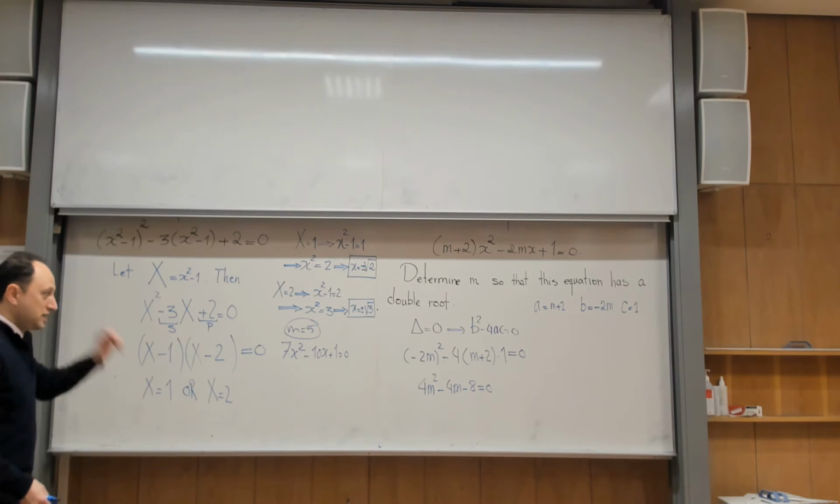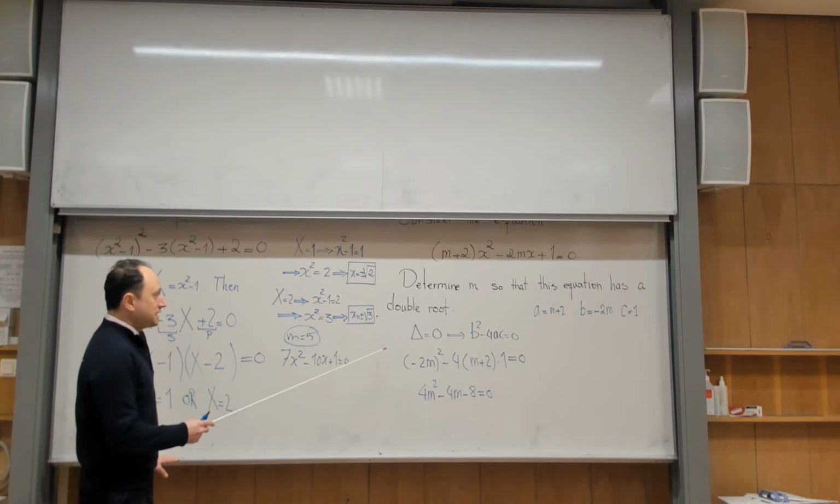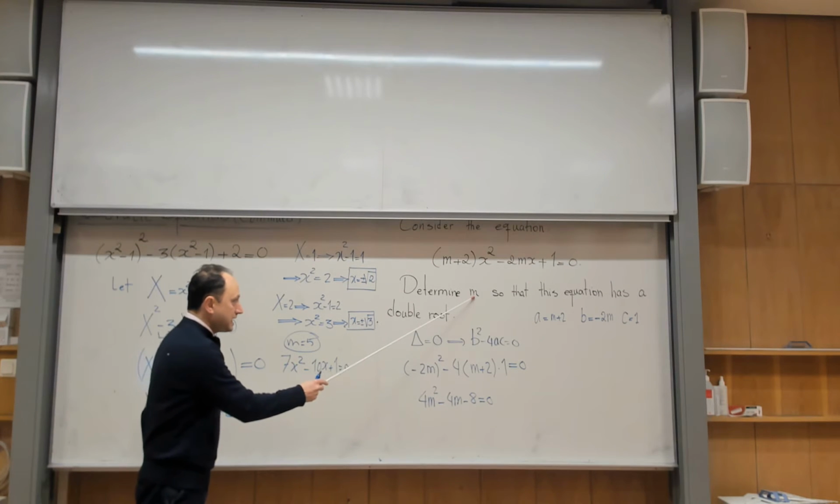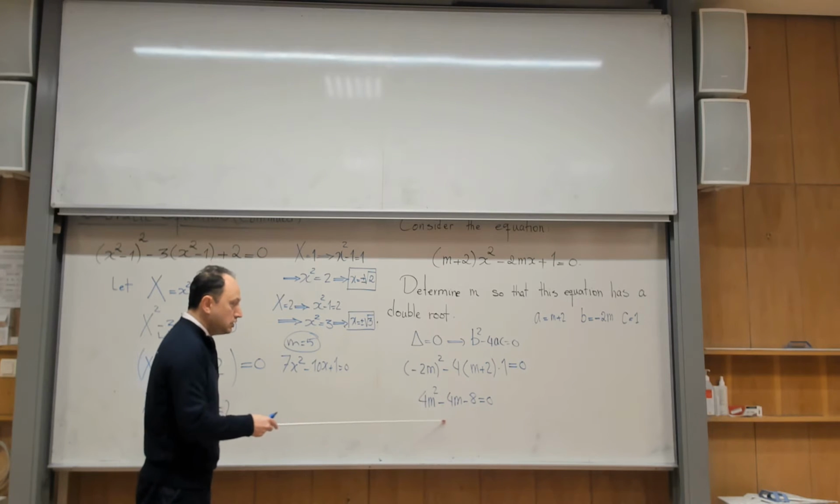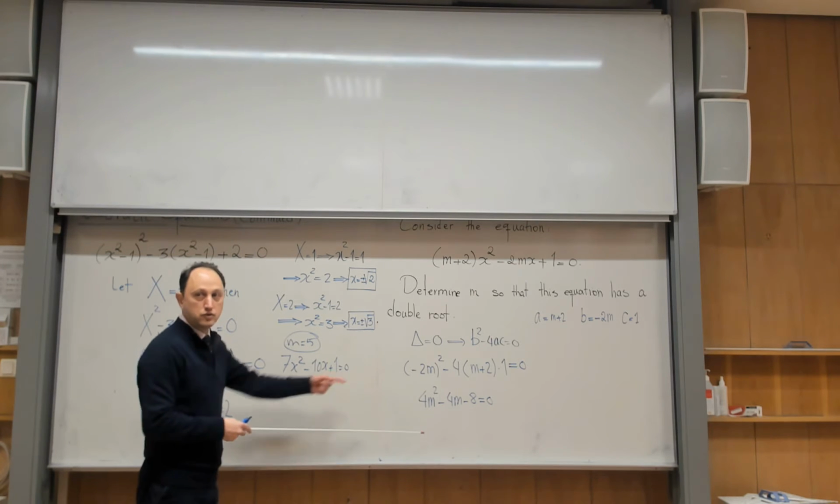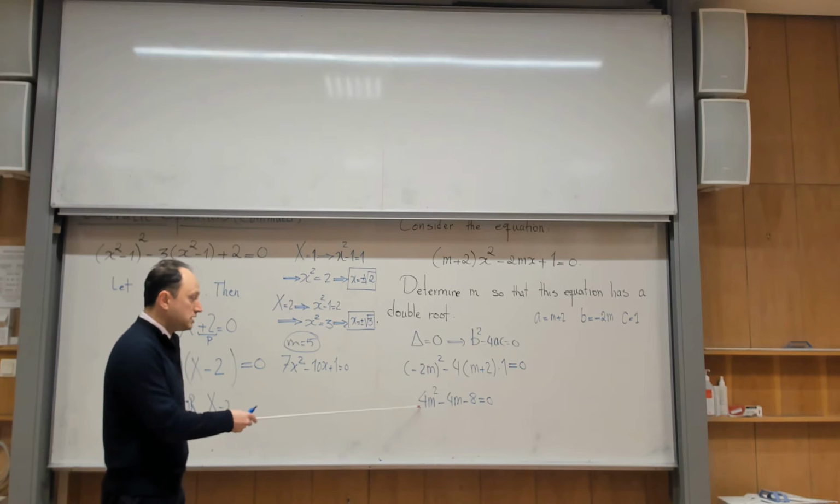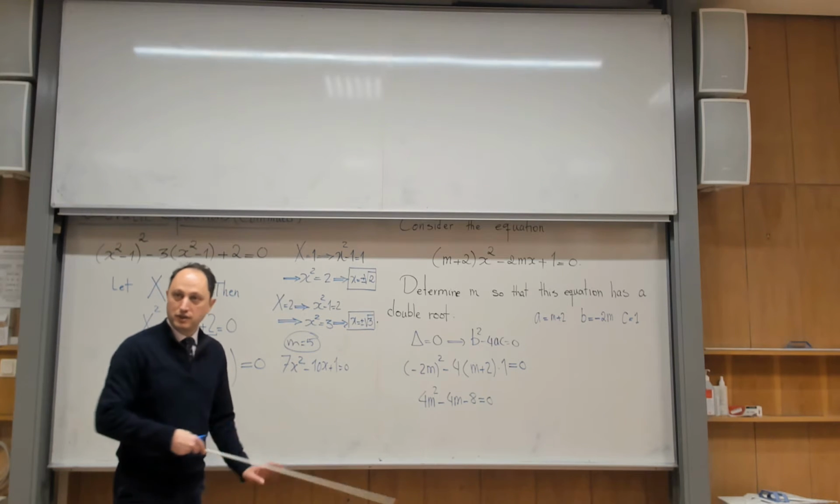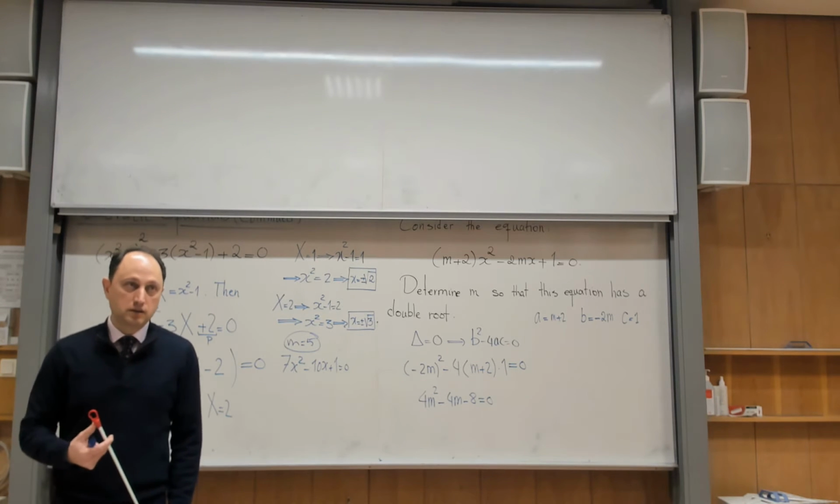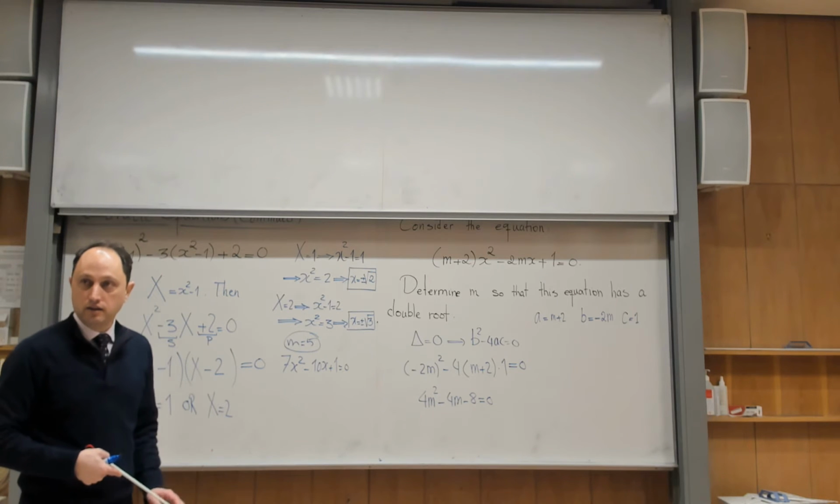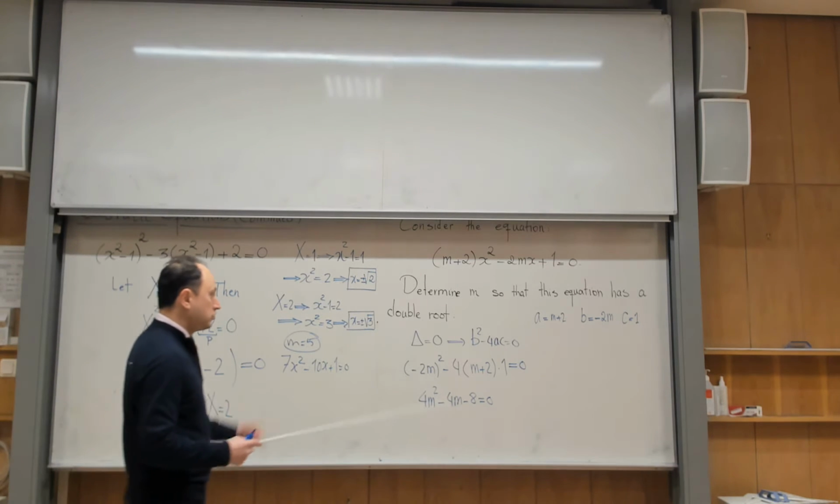So I want you to understand the logic. It means that if I want to find this m that satisfies this new equation, I have to solve this new equation. But this equation in its own right is a second degree equation, so I have to use delta again. But don't confuse these deltas.